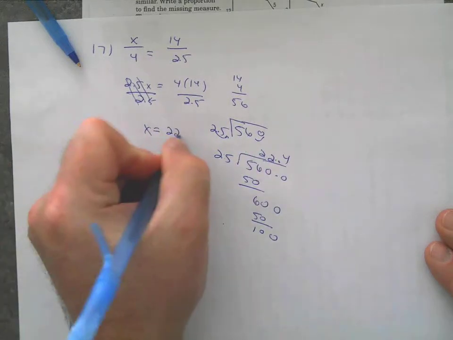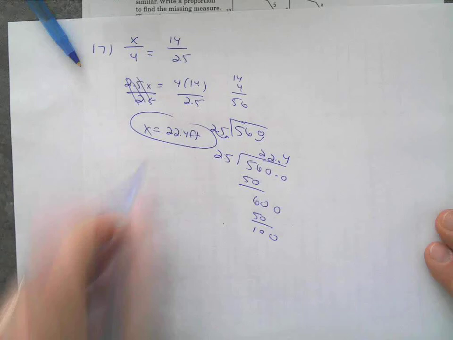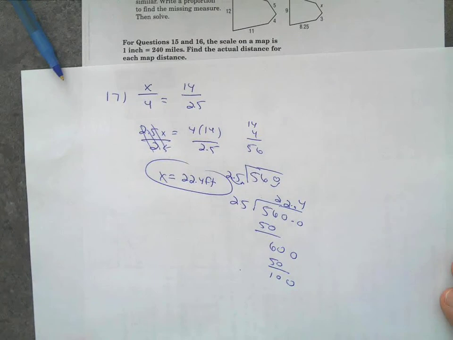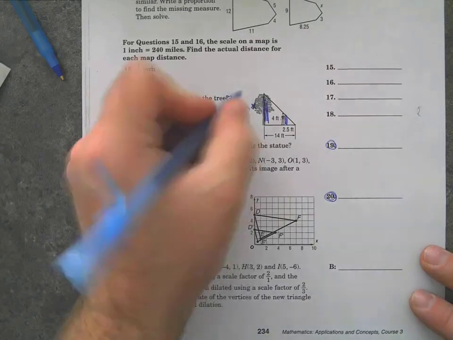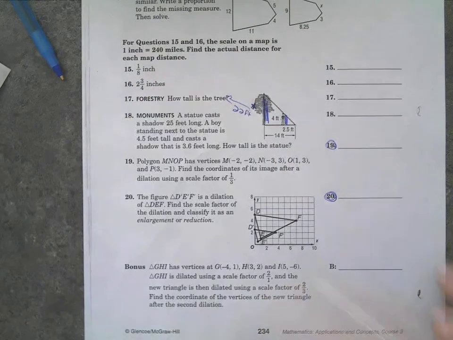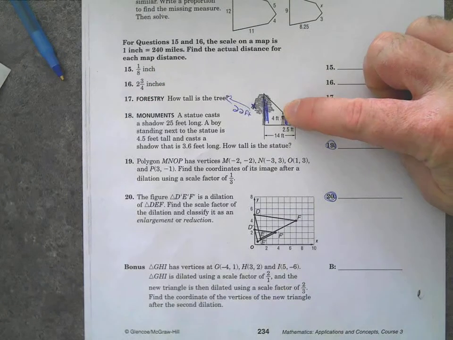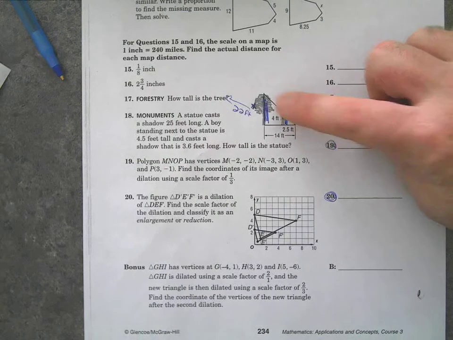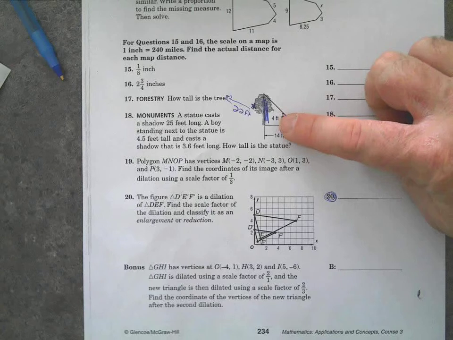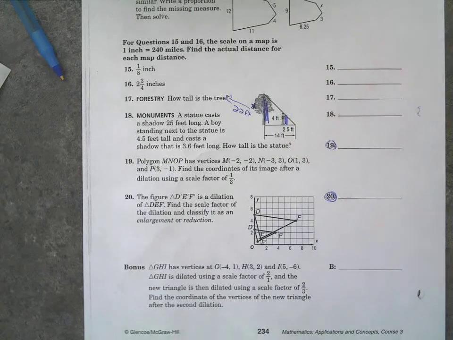I get 22.4 feet. Now, always go back and look at your original question. Go put it on your picture. Person's 4 feet, shadow's 2.5. The shadow's less. Tree's 22, the shadow should be less at 14. If you screw up, you're going to see that your height would become either larger or smaller in a different way.